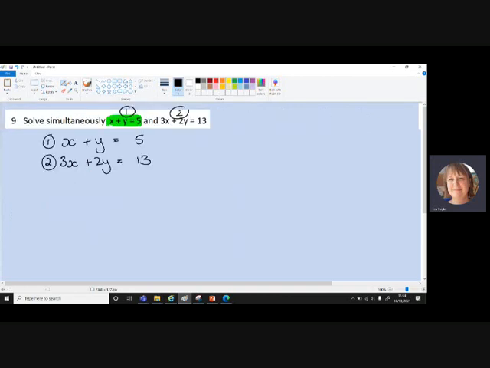Question 9, solve simultaneously x plus y equals 5 and 3x plus 2y equals 13. Okay. So if you can see, I've highlighted the first equation in green, and we're calling that equation 1, and the second one is equation 2, and I've brought those down onto my working space. Okay, so the first thing I'm going to look at when I get a simultaneous equation is whether I have got same number of x's or same number of y's in both equations, so matching x's or y's.